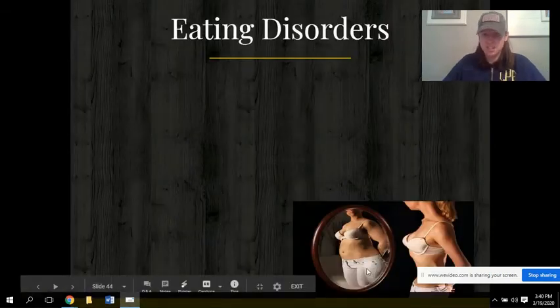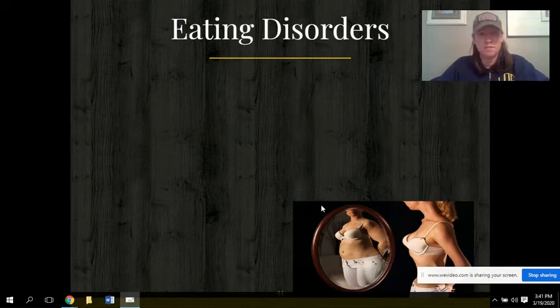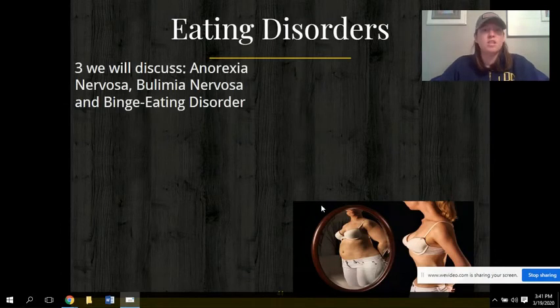And then the last section is eating disorders. See, I told you it was 3 kind of random things thrown together: dissociative, personality, and eating disorders. So the 3 eating disorders we're going to talk about: anorexia, bulimia, and binge eating. You've probably heard of the first 2. The third one's kind of a newer spinoff in the new DSM with bulimia.